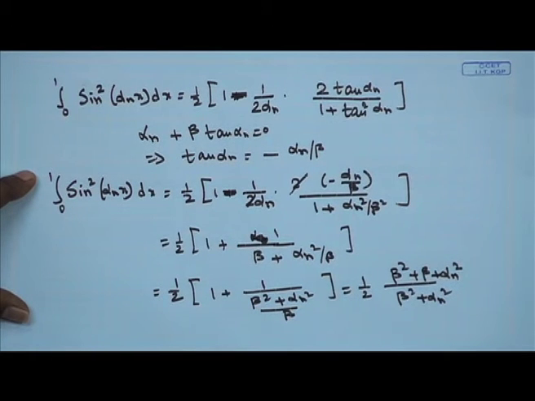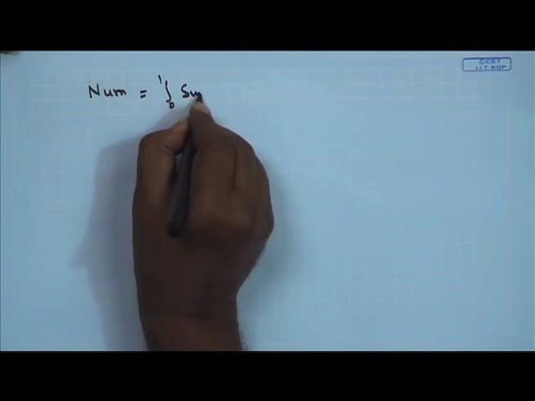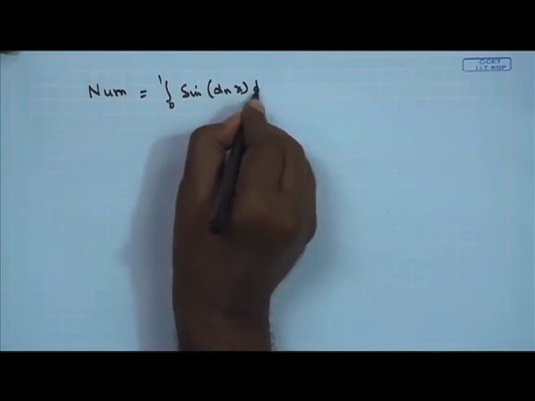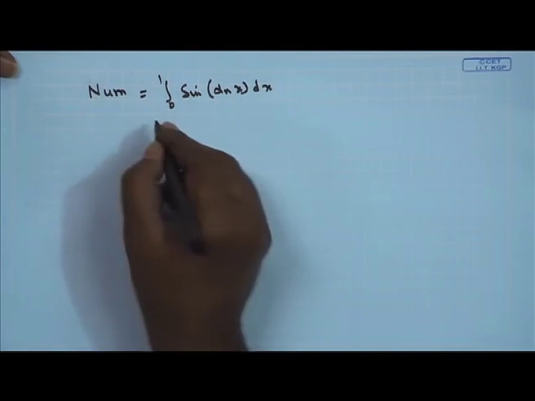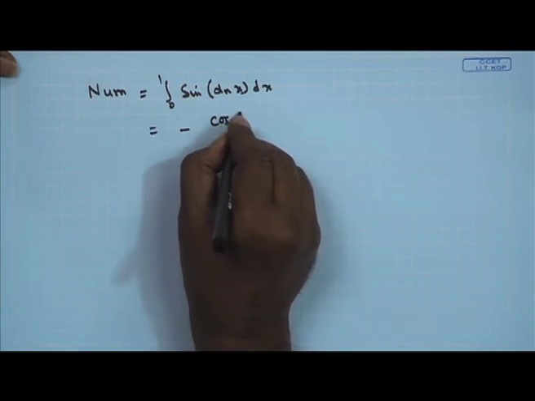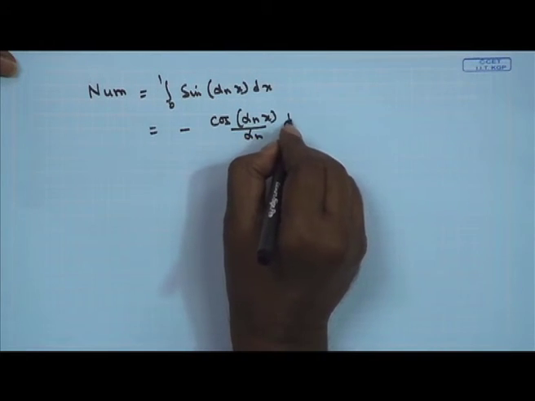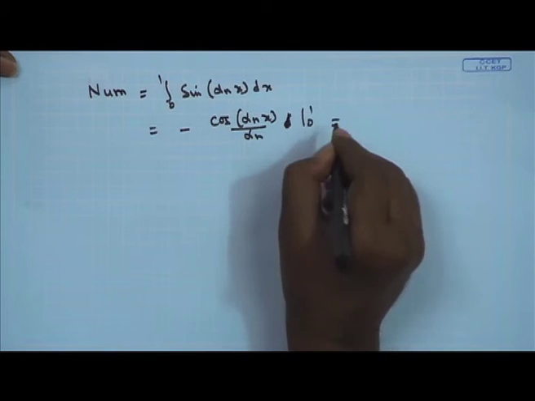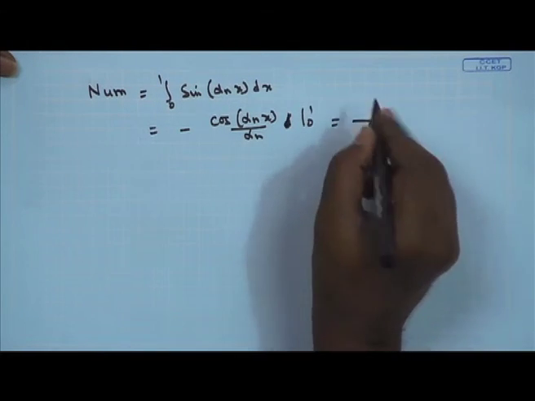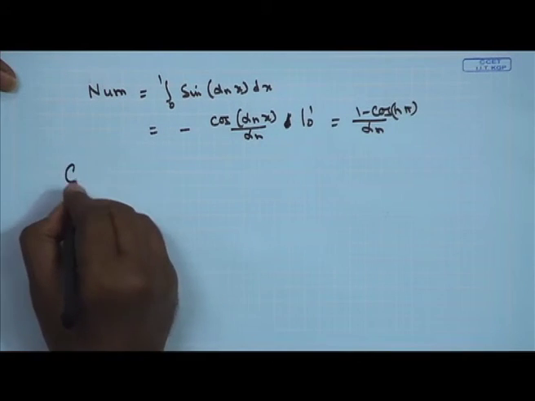So let us look into the complete solution now. So this is the denominator we will be getting. Let us look into the numerator. The numerator of the solution is the integral from 0 to 1 of sin alpha n x dx. So this will be minus cosine alpha n x divided by alpha n from 0 to 1. So it will be 1 minus cos n pi over alpha n. Okay.